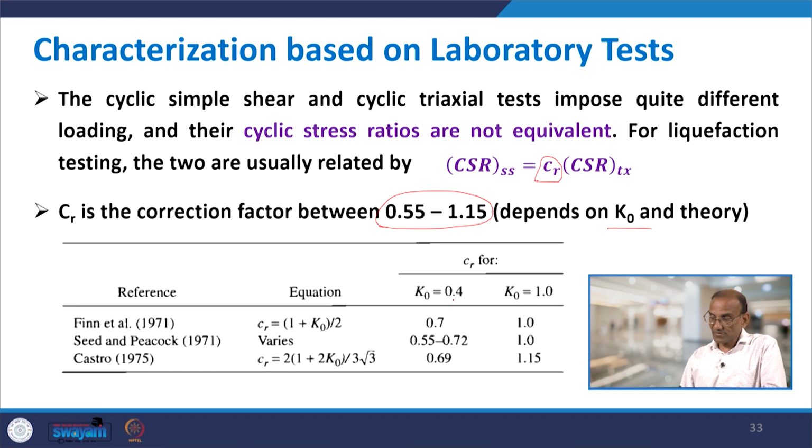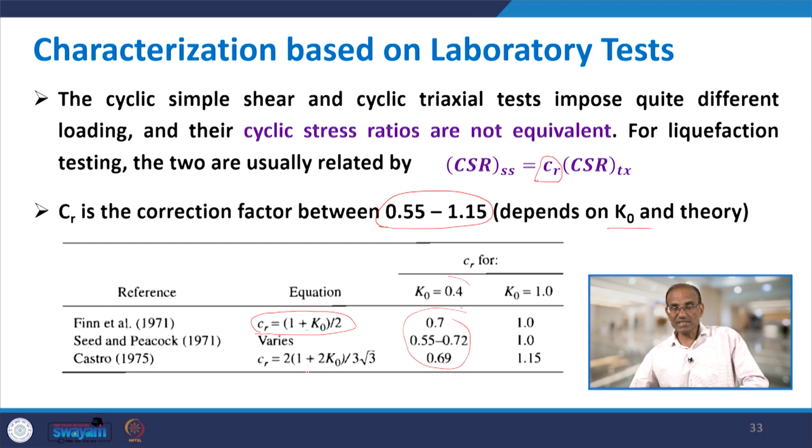So, if the value of K naught is equal to 0.4, then we can use this column. If K naught increases, then the CR increases. For example, for K naught equal to 1, the value of CR is 1, so this correction factor will be 1. But for most soils you will find K naught in this range, and in that case you select the value from this, or you can use this equation for CR. If you have K naught, just put the value of K naught in this equation and find out, or use another equation. So, this CR can be found and the relation can be established.